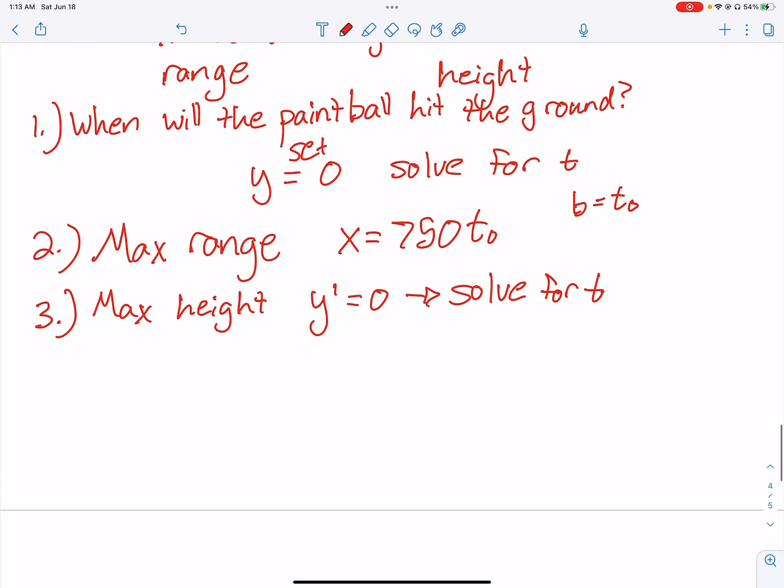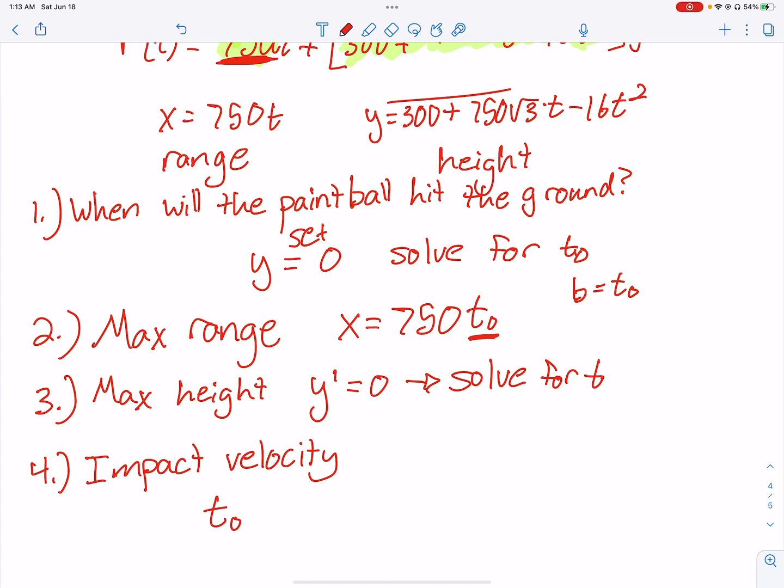We have one more thing here. We did max height. One more classic question they ask is impact velocity. So how fast is it going when it hits the ground? Well, I would find t naught. That's when it hits the ground, right? We call this t naught. That makes more sense, right? This t naught comes from that t naught. This t naught's when it hits the ground, so this would be the max range of when it hits. So down here, we plug t naught into velocity, because that's when it hits the ground.